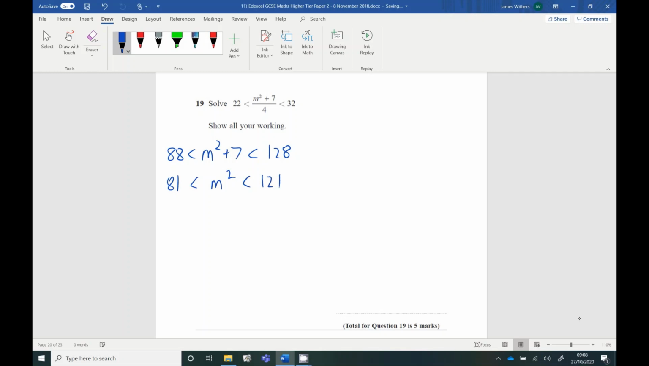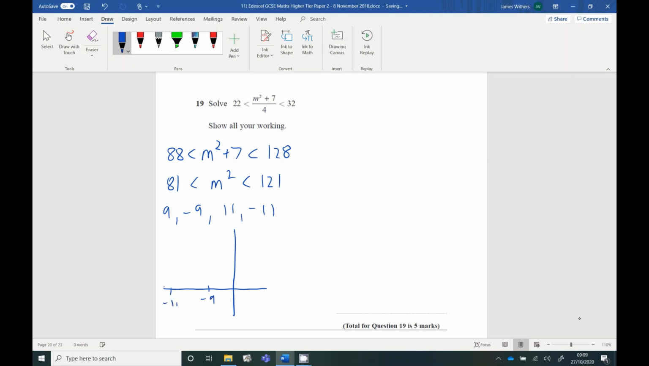Now when we square root, the square root of 81 gives us both plus 9 and minus 9. And when we square root 121, we get both 11 and minus 11. So those are our 4 critical values. So I think just some little sketches to help us gather our thoughts is always helpful. So let's start off with the minus 9 and the minus 11.